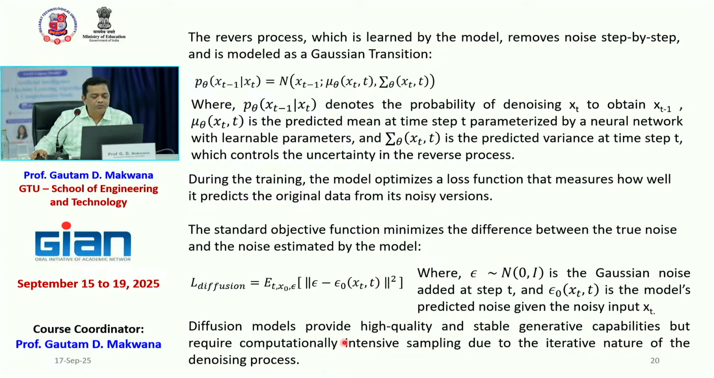The diffusion model provides high quality and stable generative capability, but requires computationally intensive sampling due to the iterative nature of the denoising process. Only here it has a high computing cost because of the iterative process, which is not the case in transformer based models. So this is your denoising model.